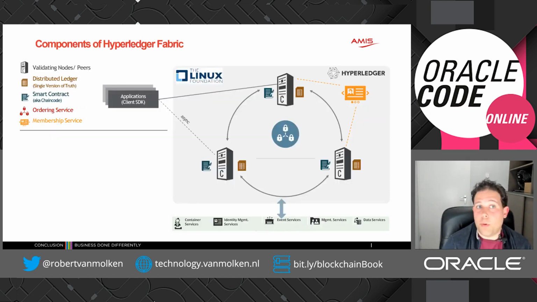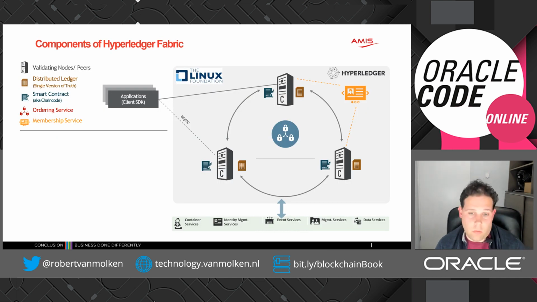So let's look at the components of Hyperledger Fabric before we get into the blockchain platform. At the left you see the components. The first one is the validating nodes and peers. You see that at the right in the image we have 3 validating nodes and peers. As I showed in my example, they each have the distributed ledger, which is the single version of the truth, and it includes smart contracts. And in Hyperledger Fabric they are called chaincode.